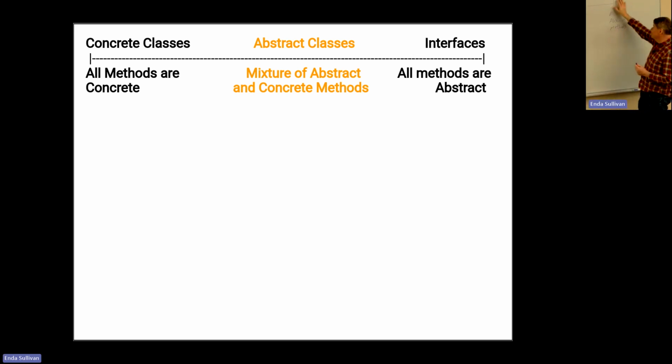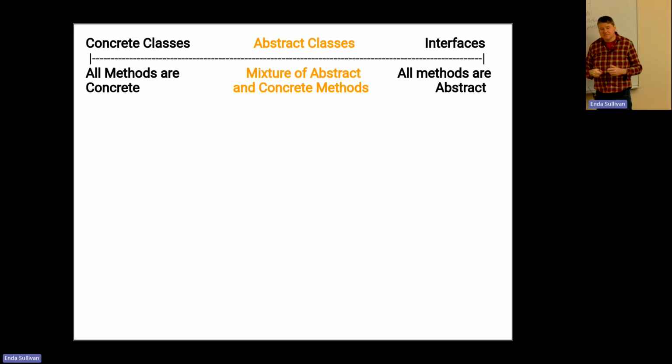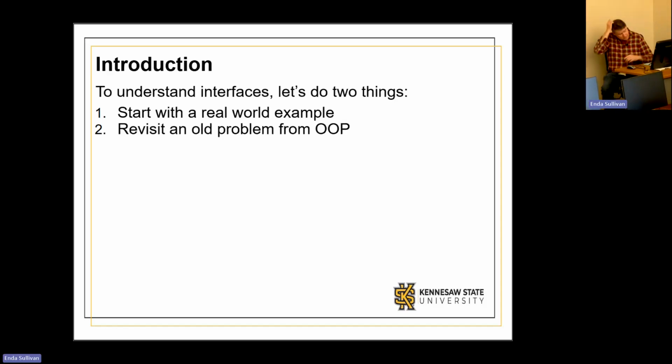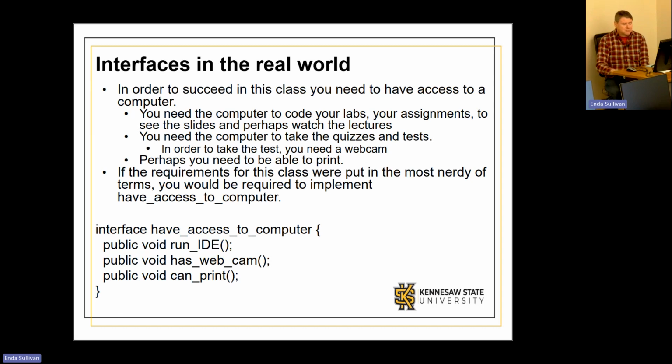So it's important to remember this as you're looking at classes. We have concrete classes, we have abstract classes, we have interfaces, and I want you to think about them as if they're on a continuum like this, where you can be anywhere in between. All right, so first thing to do is to talk about a real-world example, and then we're going to talk about an old problem from object-oriented that we had in the past.